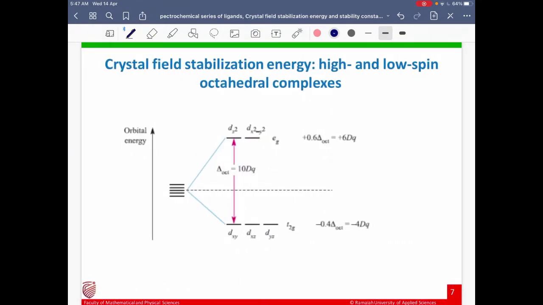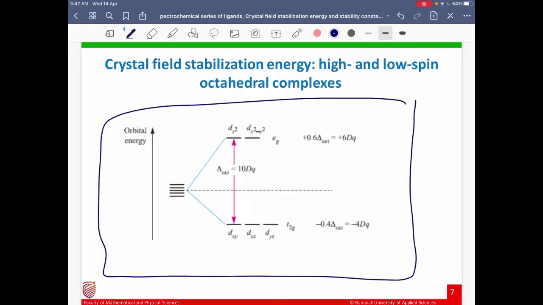Next topic is crystal field stabilization energy, and we will study high and low spin octahedral complexes also. We now consider the effects of different numbers of electrons occupying the d orbitals in an octahedral crystal field. So this is the way that the d orbitals in the central metal ion will be split when they are influenced by the ligand.